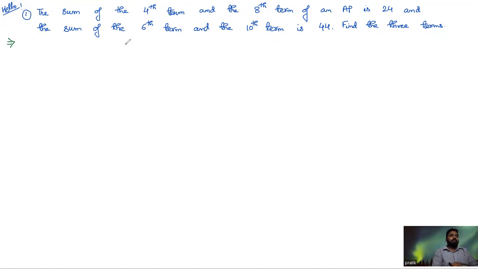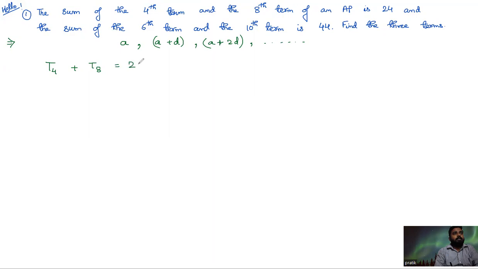Let's say the AP has first term A, then the general terms are A plus D, with a common difference of D, then A plus 2D. Let's assume the AP to be in this format. Going ahead with condition 1, it says that T4, the fourth term, plus the eighth term of the AP is 24.